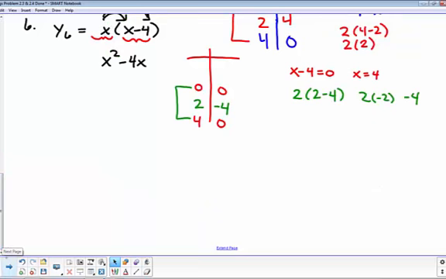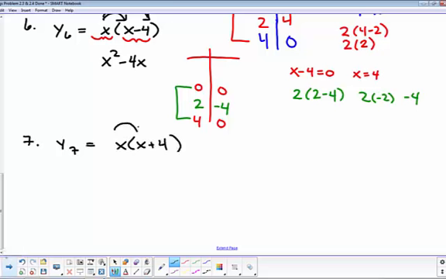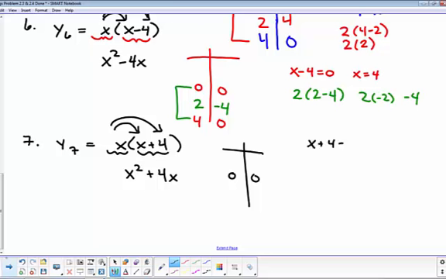The 7th equation, x times x plus 4. If you FOIL or distribute that out, you get x squared plus 4x. If you look at your table, what makes an x alone 0 is always 0. What makes x plus 4 equal to 0? That would be negative 4. So negative 4 gives you 0.